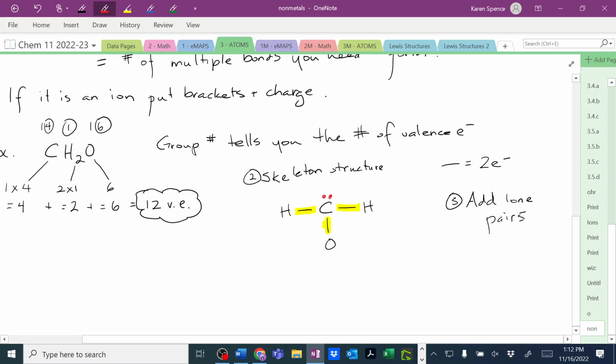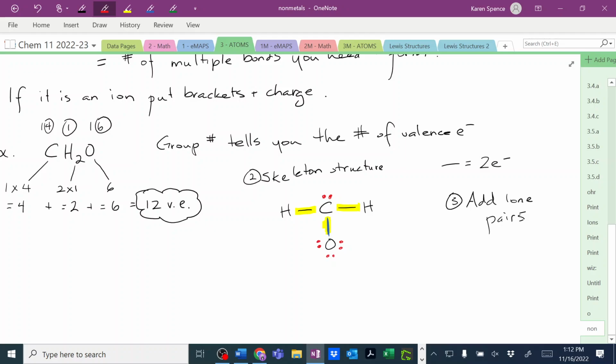Who else needs more? Oxygen. Oxygen has how many right now? It has 2 because it has this bonding pair of electrons, and that's 2 electrons. And now we are going to add 6 more, 2 on each side, 2, 4, 6. Remember, your electrons always have to come in pairs when you are drawing Lewis structures of covalent compounds.